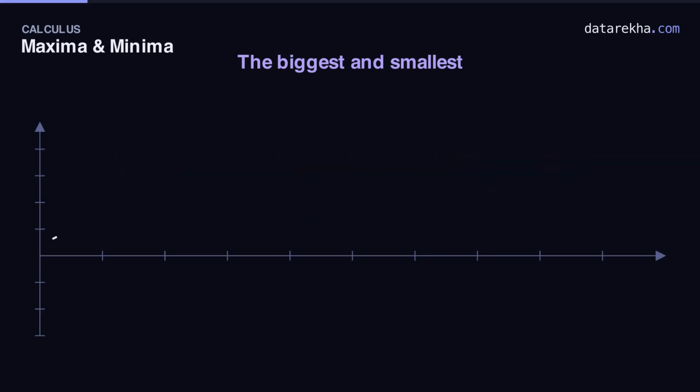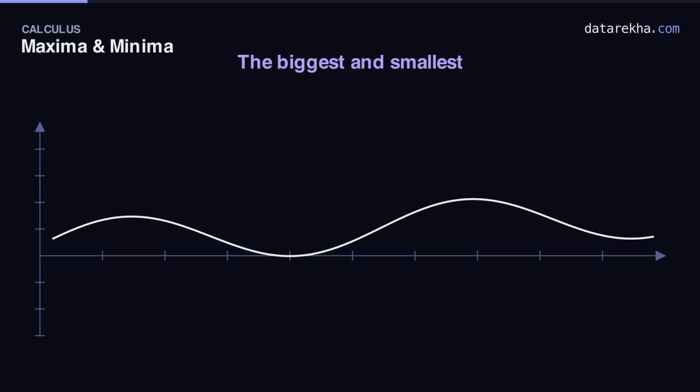Picture walking along a hilly road like this one. There are several little hilltops and several dips. Every hilltop is a local maximum, the highest point in its own little neighborhood. Every dip is a local minimum. There can be many of each, but only one point is the very highest of them all, the global or absolute maximum. And only one is the very lowest, the global minimum. Those two are usually what we actually want.